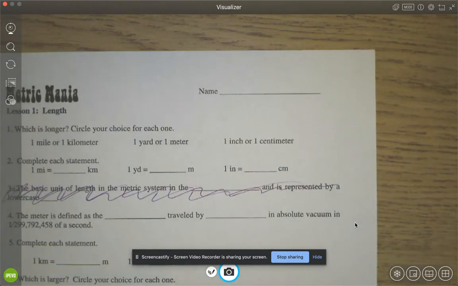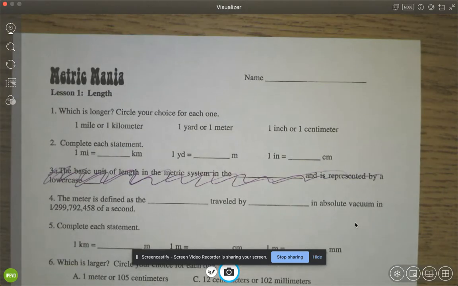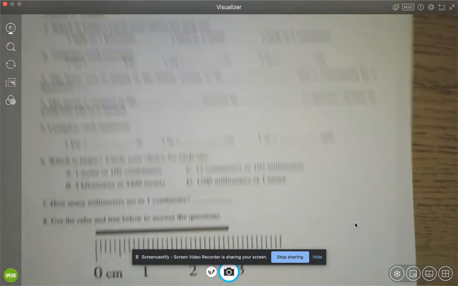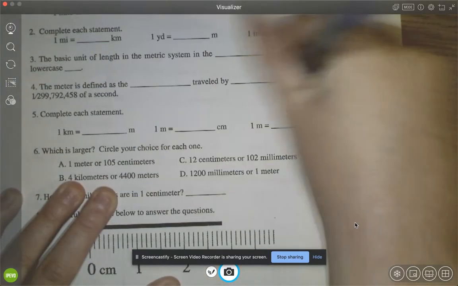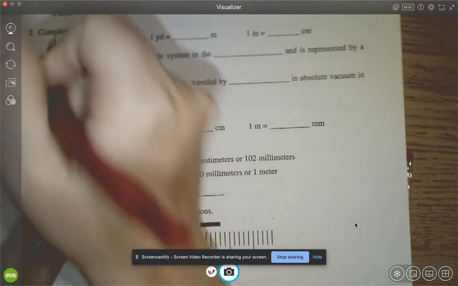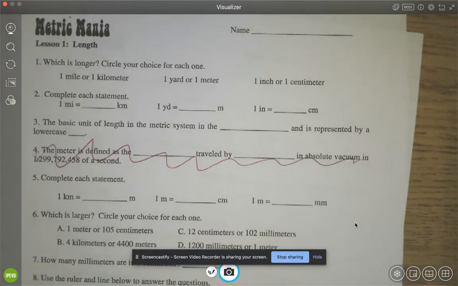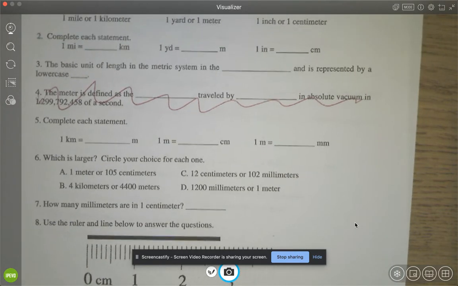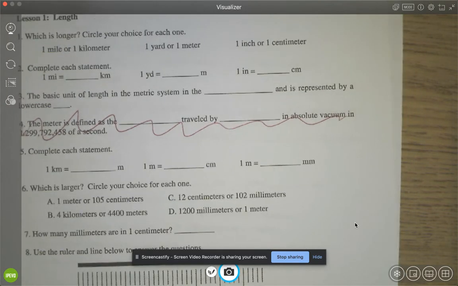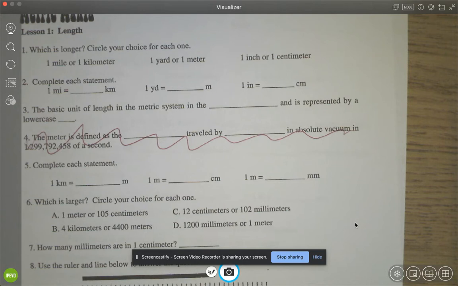Now let's go to Metric Mania. As you can see, I have already crossed out, actually. You want to use this one. This one's a mess up. You're going to cross out number 4. You are not going to do number 4. If my pen would work. All right, so number 4 is crossed out. All right. So here you're just going to be circling for number 1, which is longer. Circle your choice for each one.